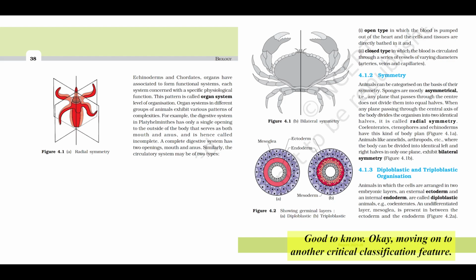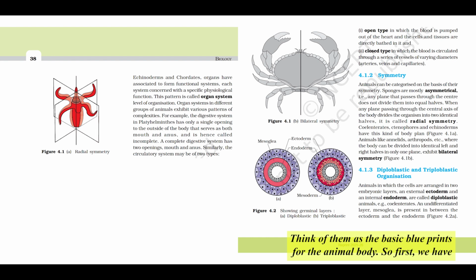Okay, moving on to another critical classification feature, diploblastic and triploblastic organization. It sounds complex, but the concept is straightforward. This classification is based on the number of embryonic germ layers. These are the fundamental layers of cells formed during early development, from which all body tissues and organs ultimately differentiate. Think of them as the basic blueprints for the animal body.